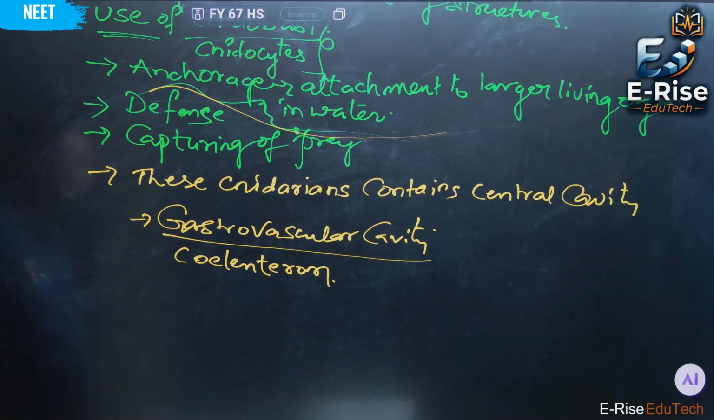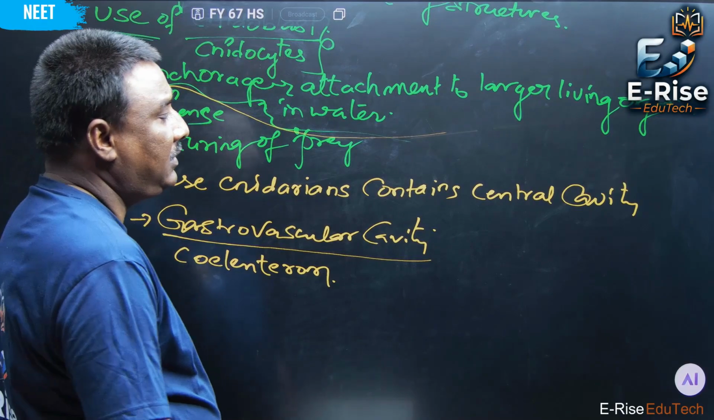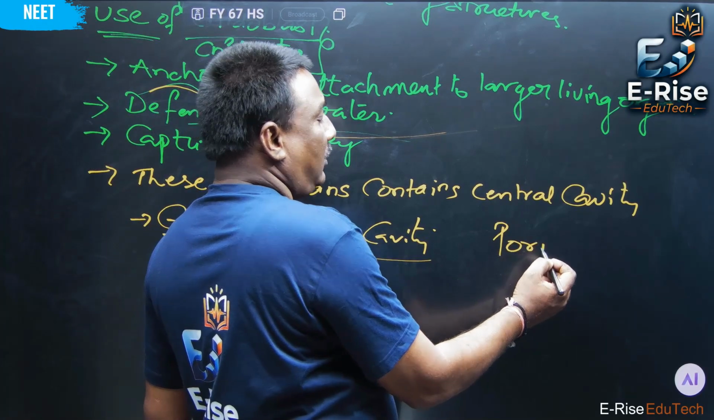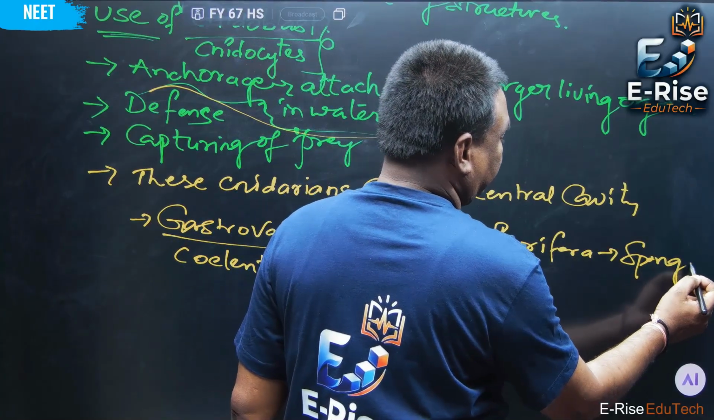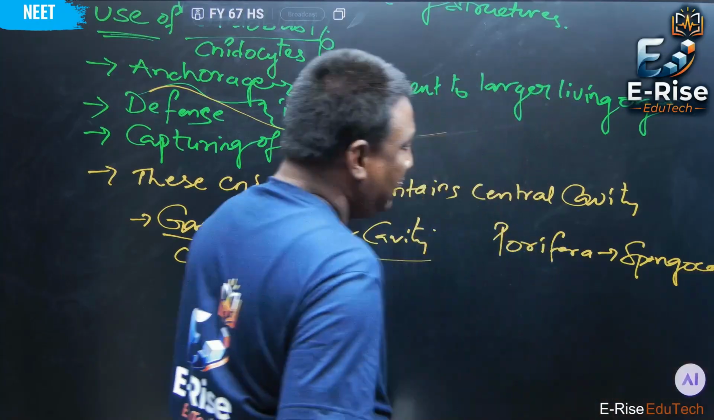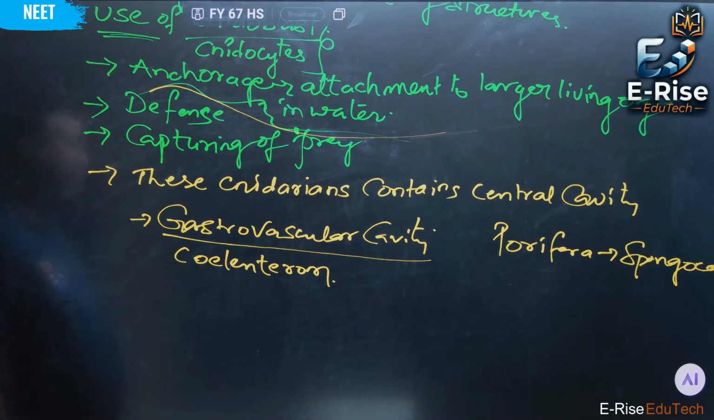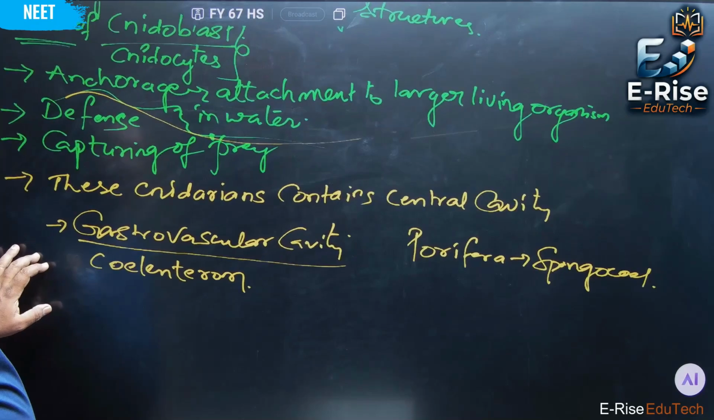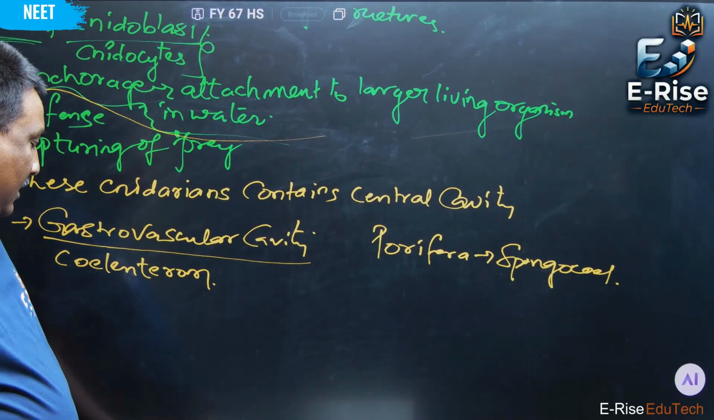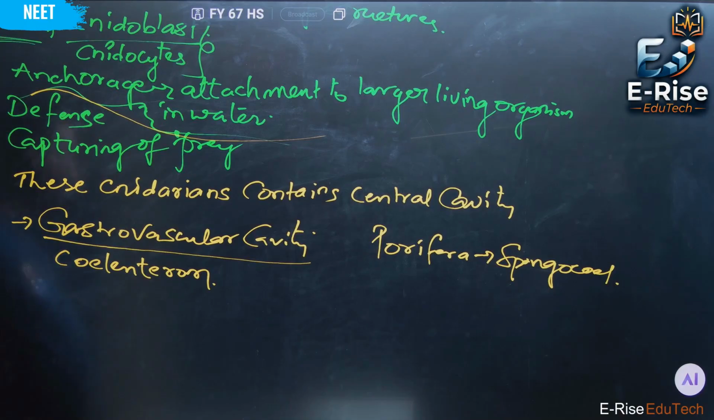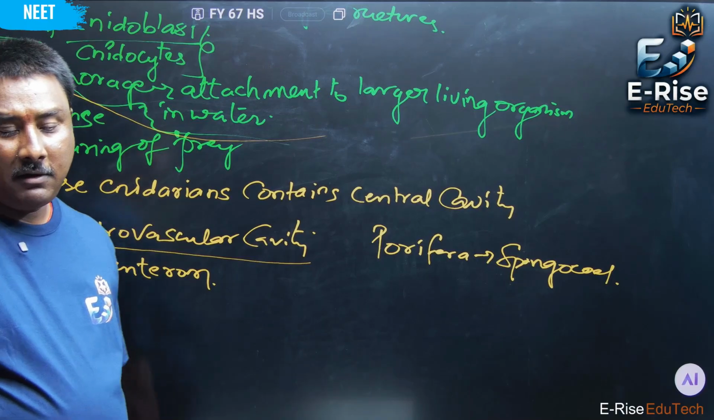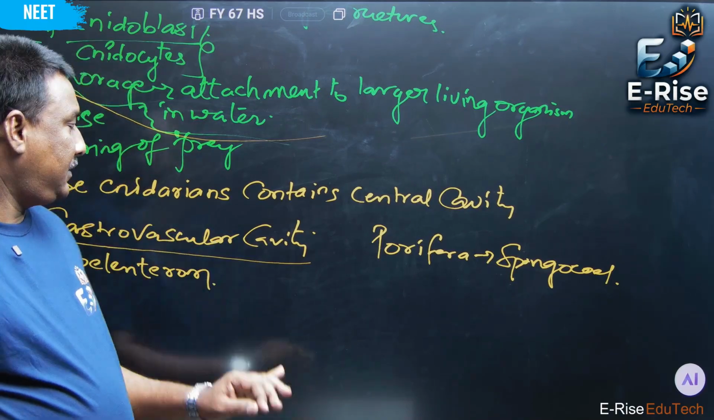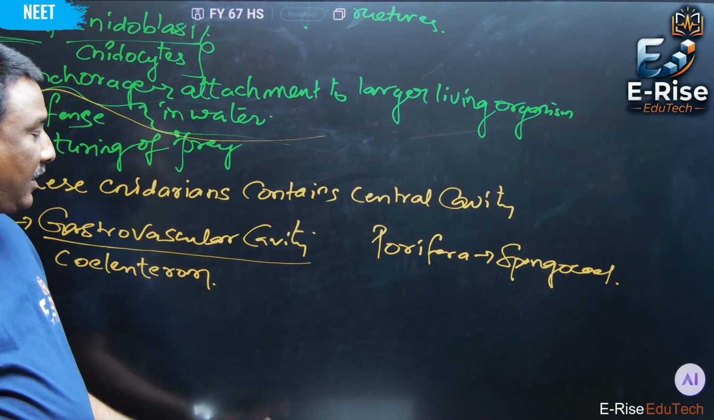So in Porifera, what is the name of the cavity? In Porifera, the cavity name is spongocoel. While in Coelenterata, the name of the cavity is gastrovascular cavity. So what is the cavity present in Cnidaria? Here, gastrovascular cavity and coelenteron.